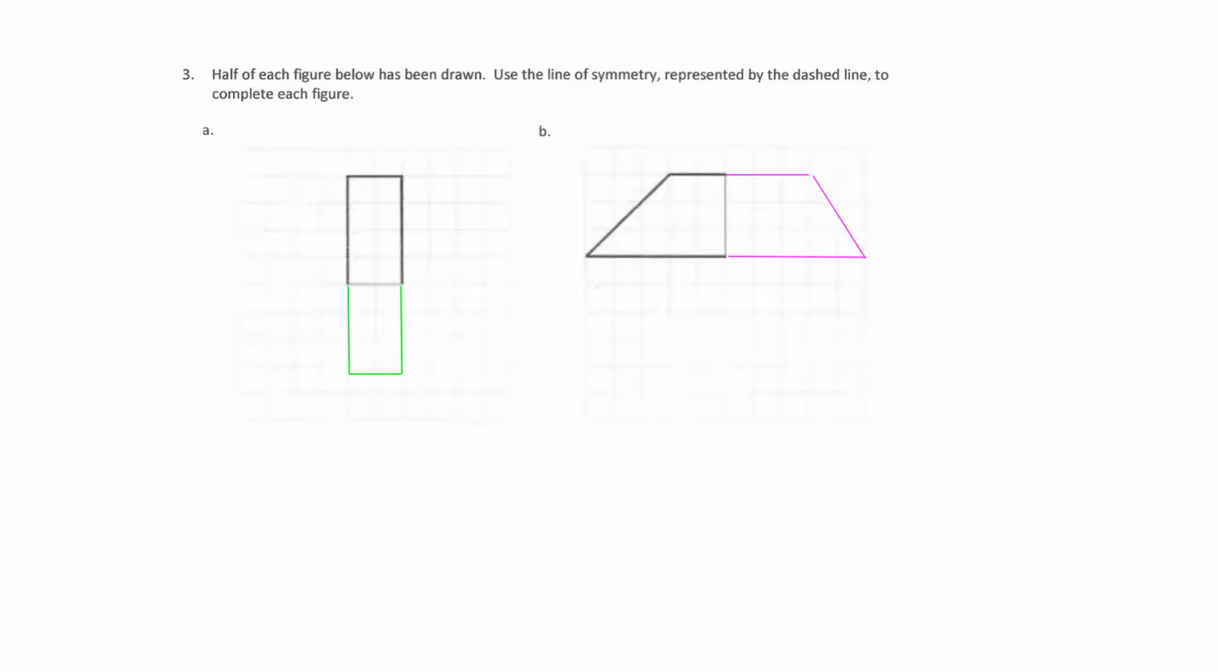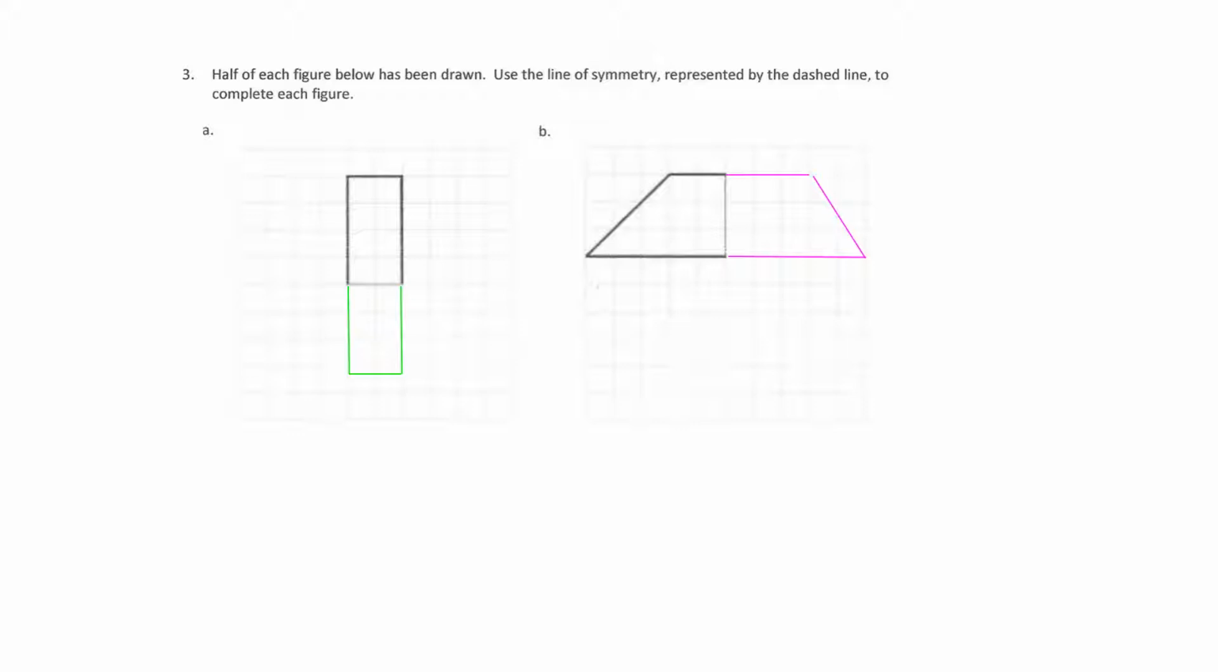Now you're going to complete these figures. And what I did was, to make them symmetrical, I counted. So I know that this is 1, 2 across. So I knew it had to be 2 across. And then there's 1, 2, 3, 4. It has to be identical. 1, 2, 3, 4. So if it's folded here, perfect match.